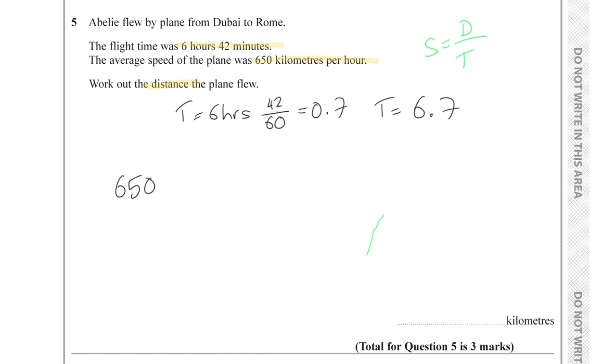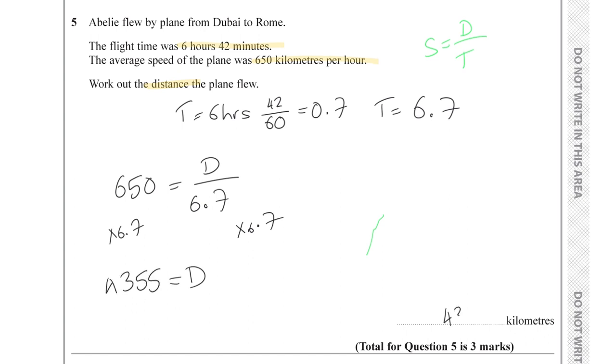So let's fill in what we know. We know the speed is 650. We don't know the distance, but we know the time is 6.7. Now we want to solve this and find out d, so we're going to multiply both sides by 6.7 to give us the distance, which in this case is going to be 4,355 kilometers.